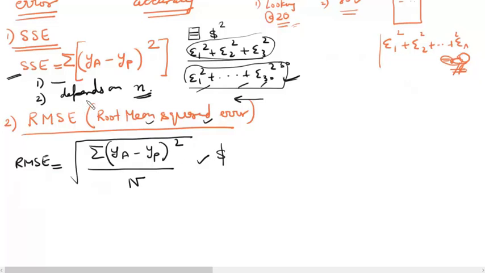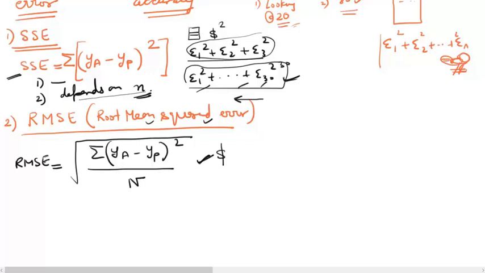The second disadvantage of sum of squared error was that it depended on the value of n. So in this case what we are doing, we are dividing it by n so that it no longer depends on the value of n or the number of points included. So this way we can remove both the shortcomings of sum of squared error, and we have root mean squared error. This is also very popularly used to evaluate the accuracy of a linear regression model.